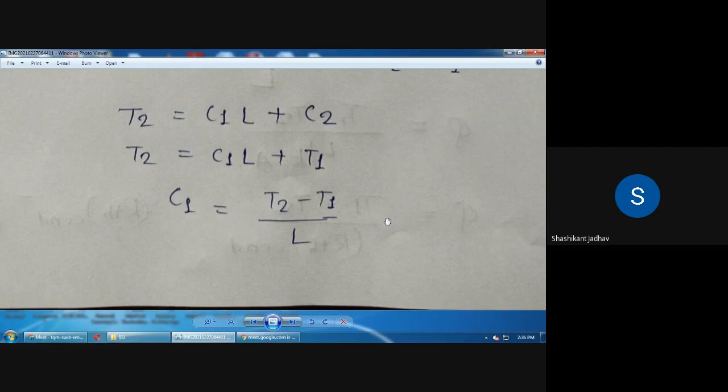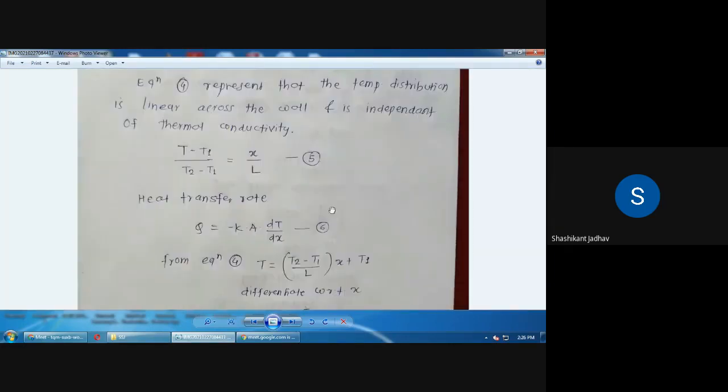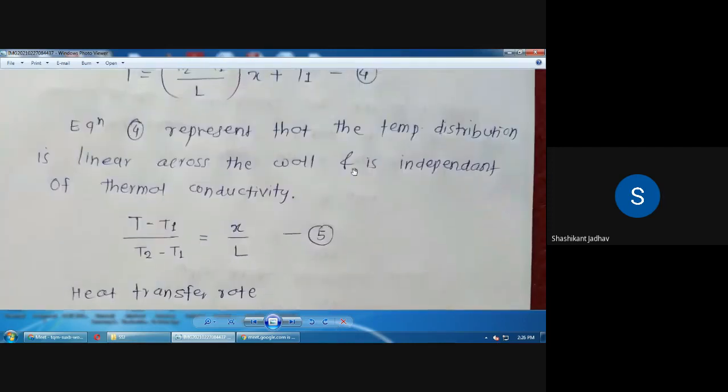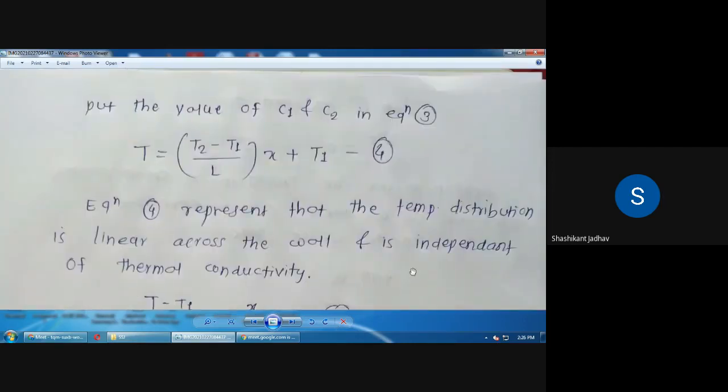So now put the values of C1 and C2 in equation number 3. So T is equal to C1x plus C2. What is the value of C1? (T2 minus T1) divided by L, into x, plus the value of C2, that is T1. And that is equation number 4.